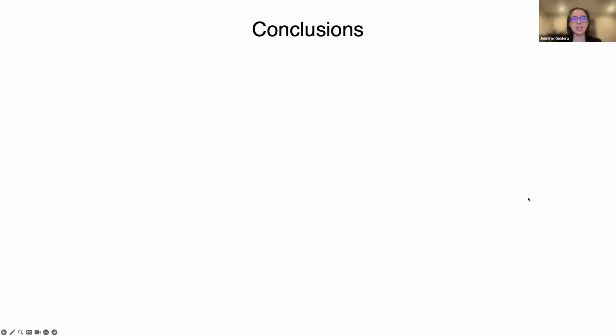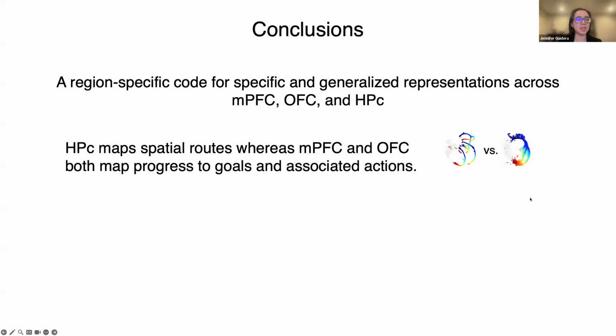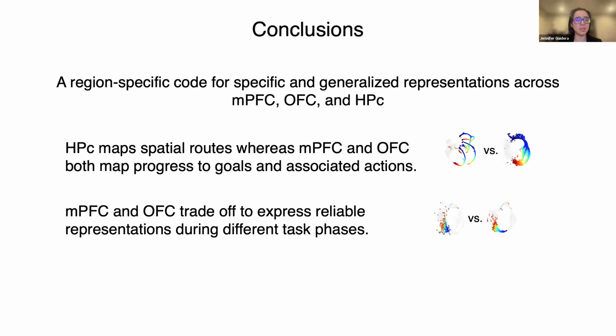So to summarize, we see evidence for a region-specific code for specific and generalized representations across these areas. This manifests in at least two ways. We see distinct cognitive maps in hippocampus versus the prefrontal cortical areas, with hippocampus primarily mapping spatial routes and cortical areas, the abstract progression towards goals and actions required to reach them. We also see a difference between MPFC and OFC and when these representations are reliable.